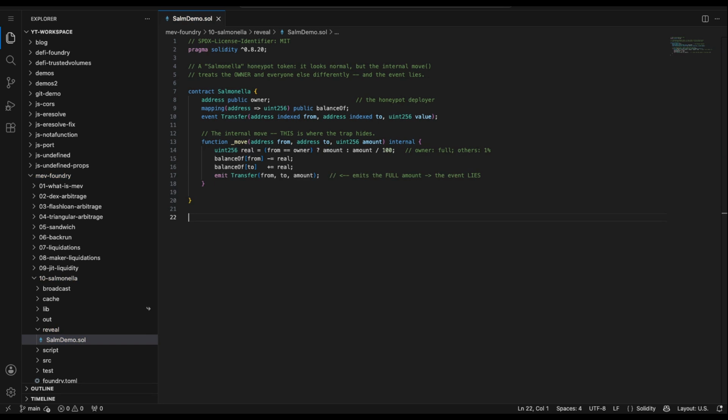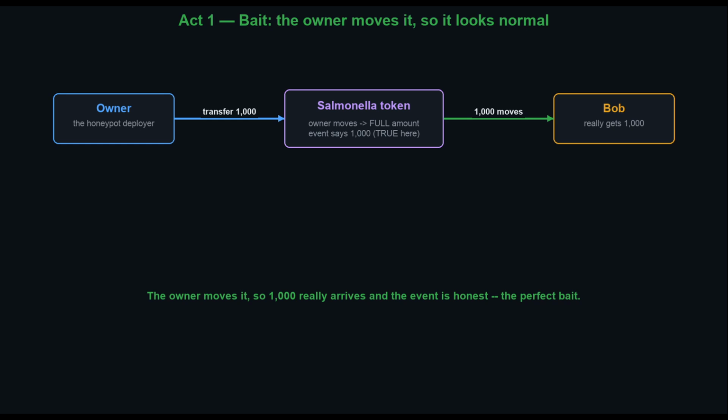Let's watch it play out honestly first. Act 1, the honest move on the diagram. The honeypot's owner sends 1,000 Salmonella tokens to Bob. Because the sender is the owner, the full 1,000 really moves, and Bob really receives 1,000. The transfer event says 1,000, and this time the event is telling the truth. Everything looks completely normal. And that's the point. This is the bait that makes the token look legitimate and valuable.